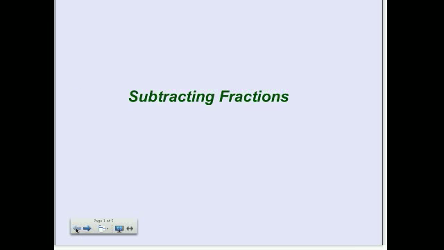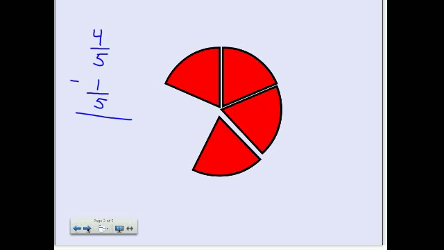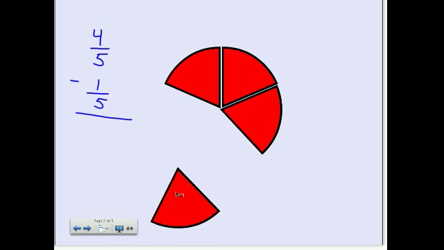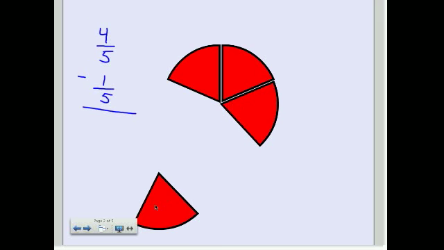Today we're going to talk about subtracting fractions. And the first thing to keep in mind when you're subtracting fractions is you always have to have a common denominator. In this problem, we're going to do 4/5 minus 1/5. You can see we have 4/5 of a circle. If we subtract 1/5 away from that, we're left with 3/5. 4/5 minus 1/5 is 3/5.